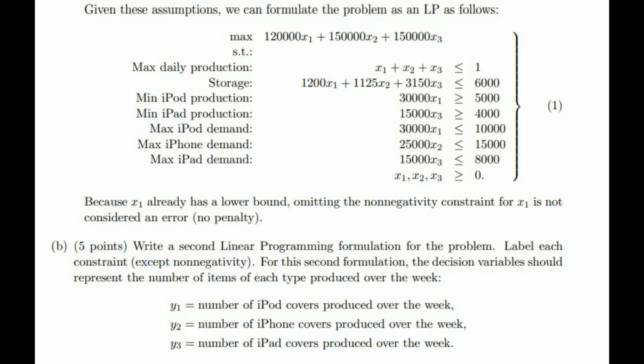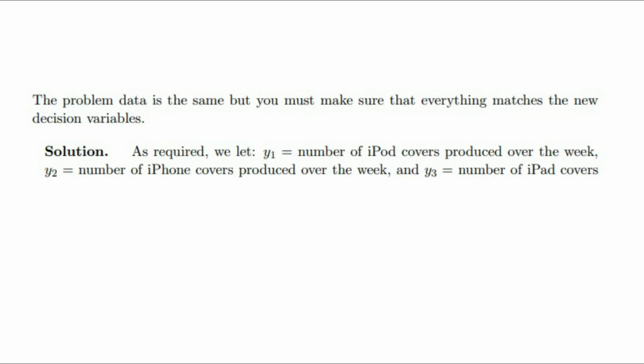Y1 equals number of iPod covers produced over the week. Y2 equals number of iPhone covers produced over the week, and Y3 equals number of iPad covers produced over the week. The problem data is the same, but you must make sure that everything matches the new decision variables. So the solution that's required: we let Y1 equal number of iPod covers produced over the week, Y2 equal number of iPhone covers produced over the week, and Y3 equal number of iPad covers produced over the week.